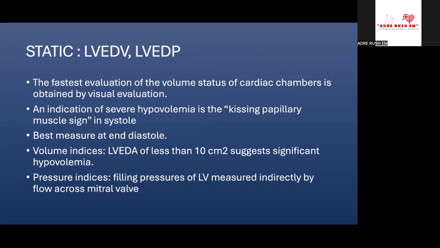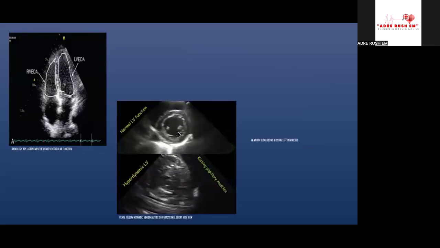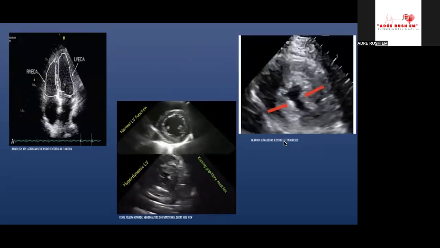Pressure indices is the filling pressure, which can be assessed across the LV indirectly by measuring the pressure across your mitral valve. That is E by A and E by E prime. So, this is the LV end diastolic area. If it is less than 10 square centimeters, there is a possibility of severe hypovolemia. This is a normal LV and this is a kissing LV. As you can see, there's barely any cavity space. This is a kissing LV where the papillary muscles are in close proximity to each other.